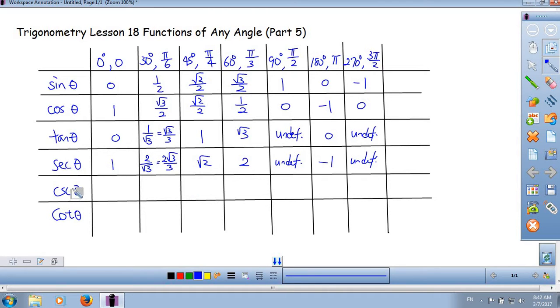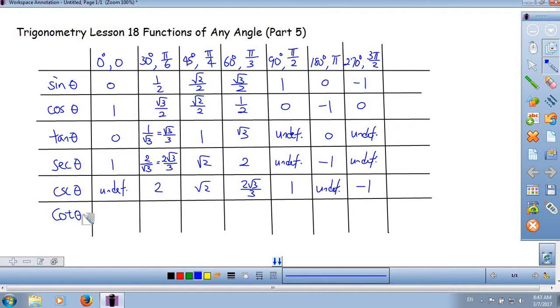Cosecant happens to be the reciprocal of sine. So cosecant of 0 is undefined because there's no reciprocal of 0. The reciprocal of 1/2 is 2. The reciprocal of square root 2 over 2 is square root of 2. The reciprocal of square root 3 over 2 is 2 square root 3 over 3. And then the reciprocal of 1 is 1. Now you can see the pattern between sine, secant, and cosecant. They're also opposite of each other. They go through the opposite cycle. The reciprocal of 0 is undefined here, and the reciprocal of -1 is -1.